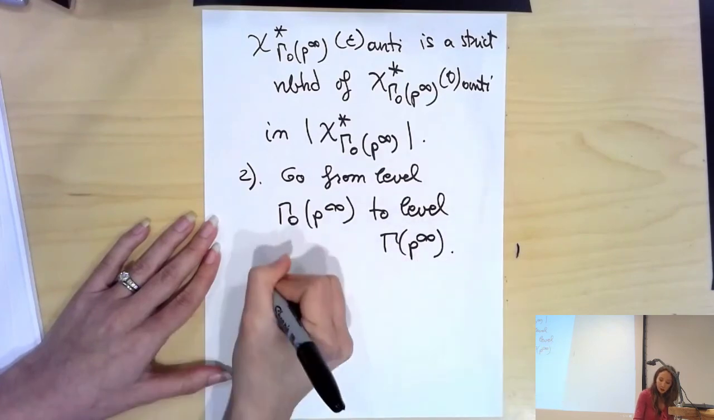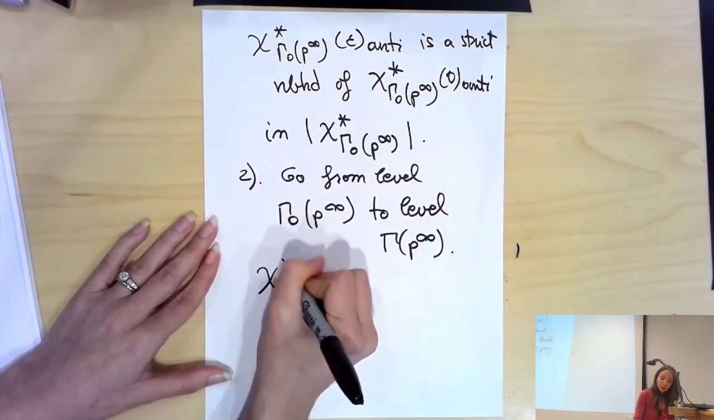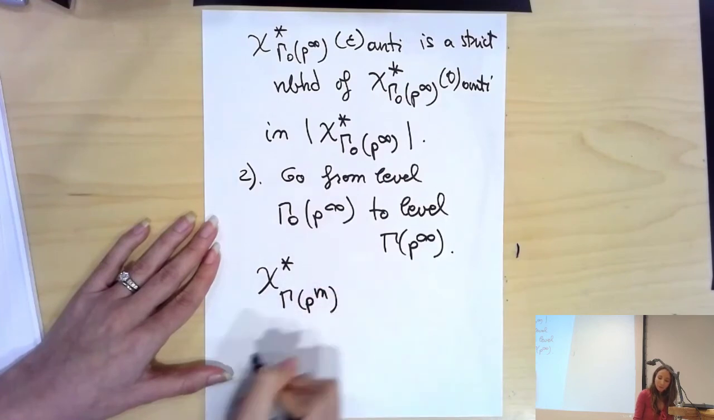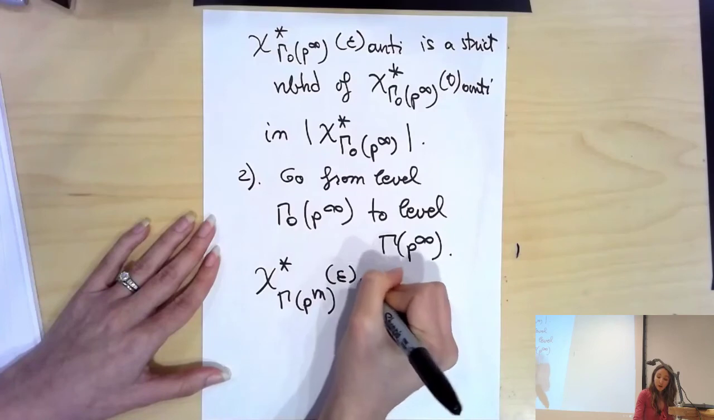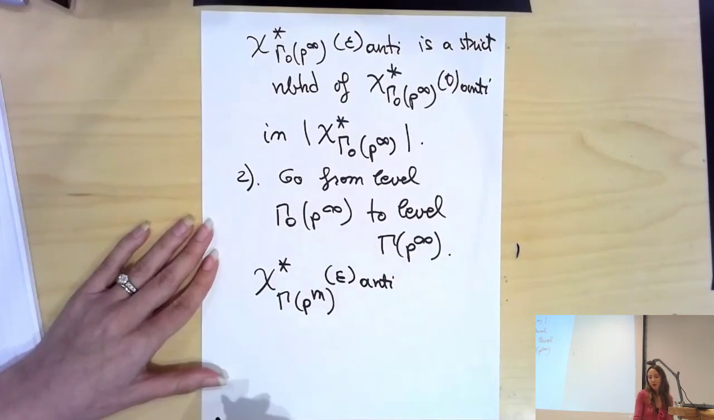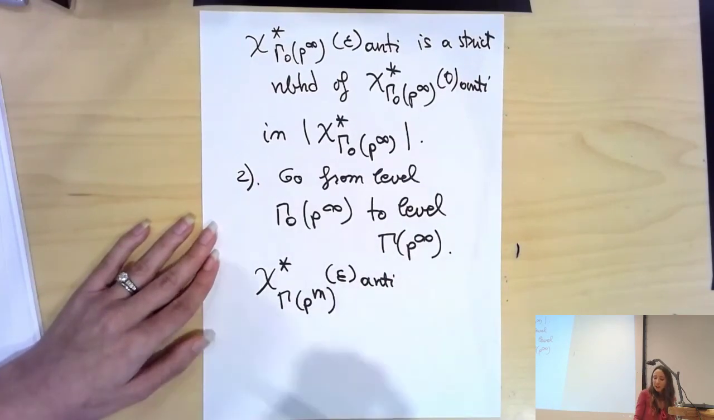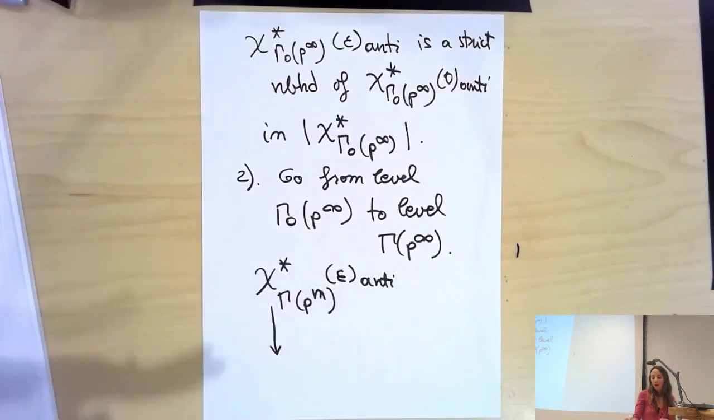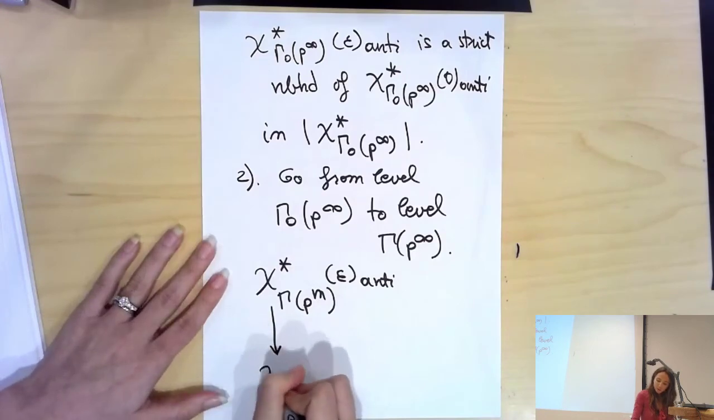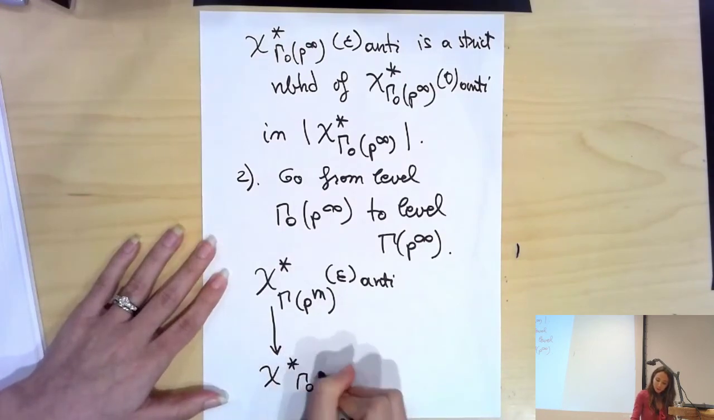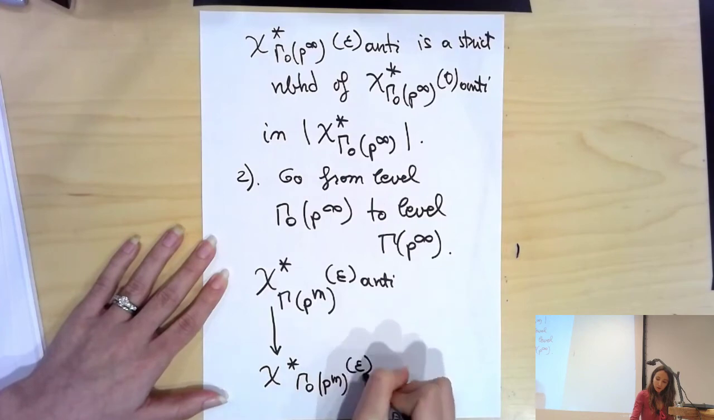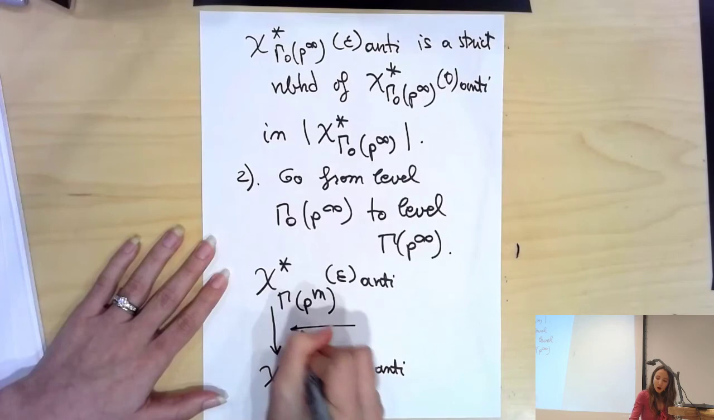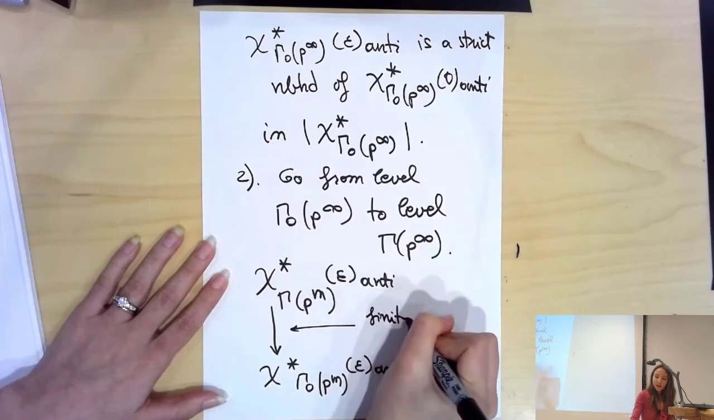So I'll just say that in this case, what you need to look at is, at level gamma p to the m, a neighborhood of the anti-canonical locus, which you can define just by pulling back from level gamma naught. Here, the maps are actually finite étale.